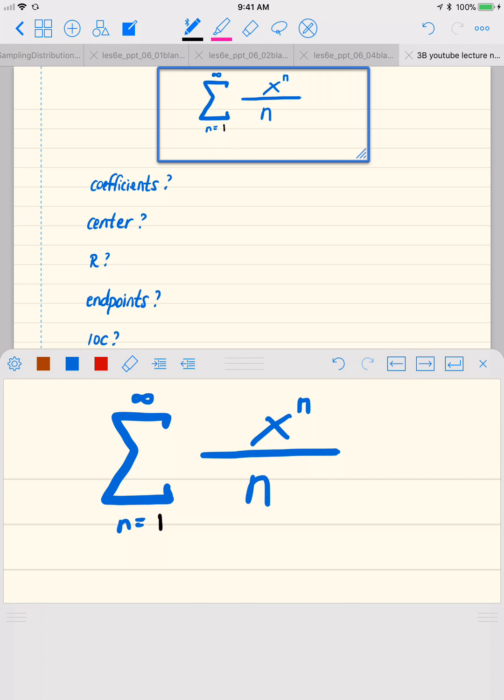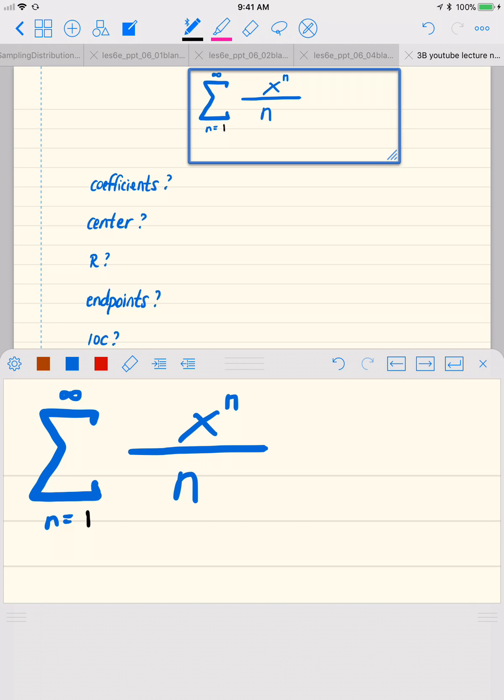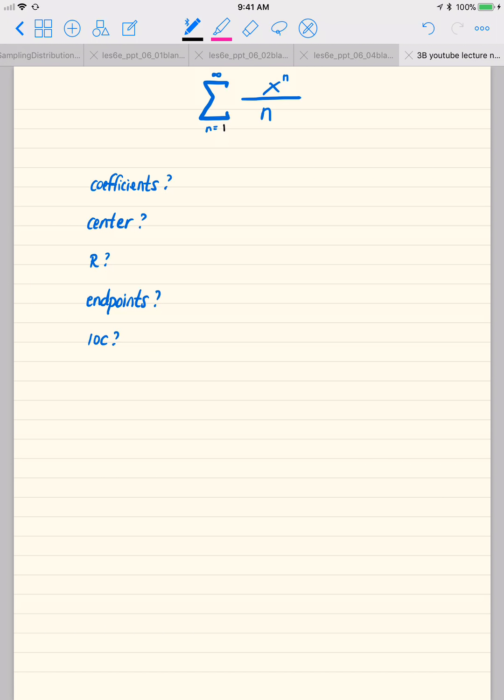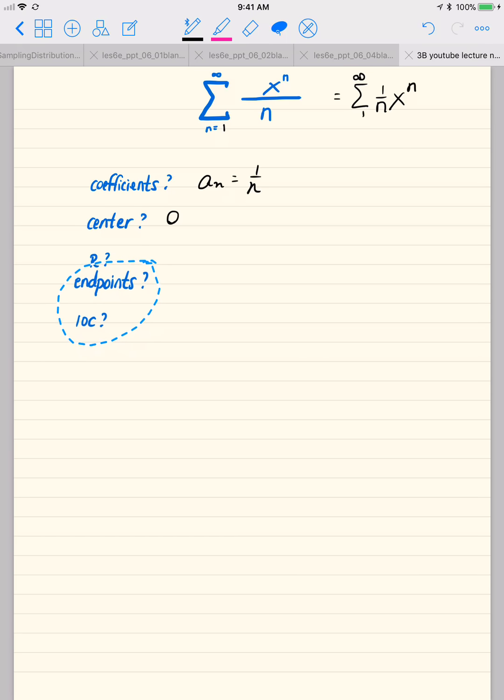Okay, so now we have this power series, and right off the bat we can rewrite it as the sum of 1 over n times x to the n. We can see that our center is going to be 0, and our coefficients are going to be 1 over n. Okay, now to find our radius of convergence and our endpoints, in fact, let's put those together.